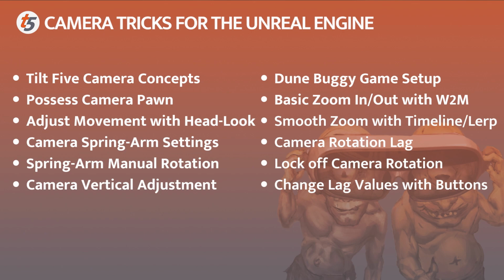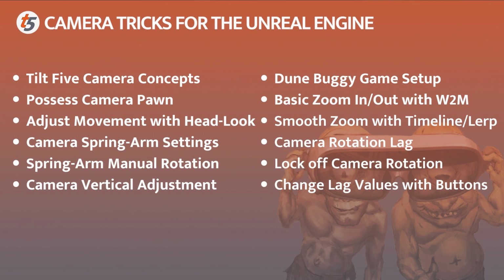Then how to adjust the spring arm manually by connecting them to some button presses with the Tilt 5 wand. Then we're just going to move the camera up and down a bit. And then we're going to go into a completely different project from the third-person template we've been using and check out the Dune Buggy game sample, which has been set up with Tilt 5. And so we're going to go over some of that setup, and then we're going to show how we zoom in and out using some button presses that change world to meters.